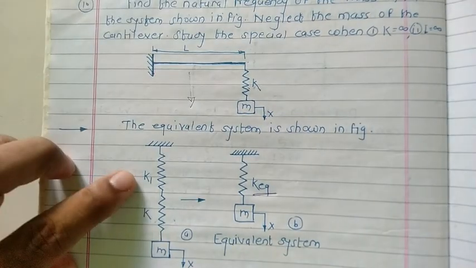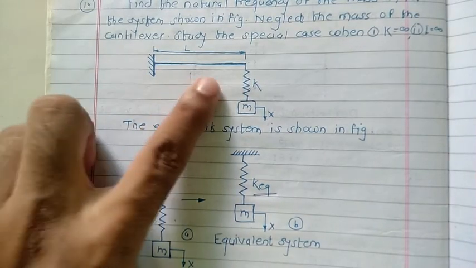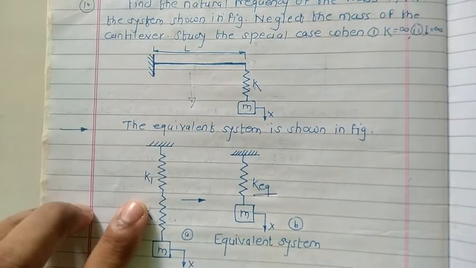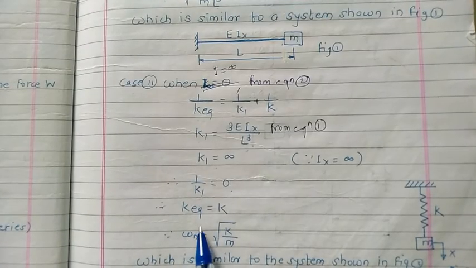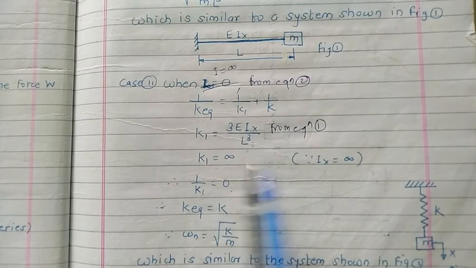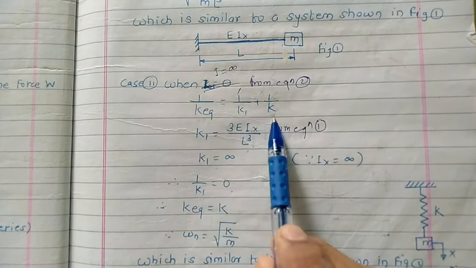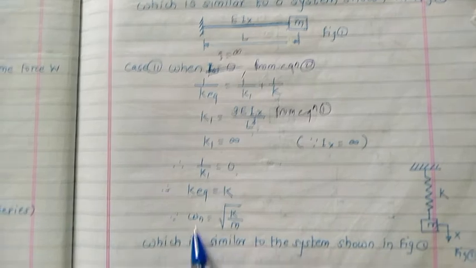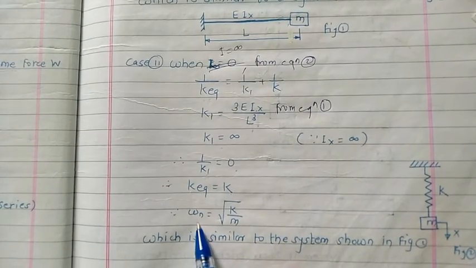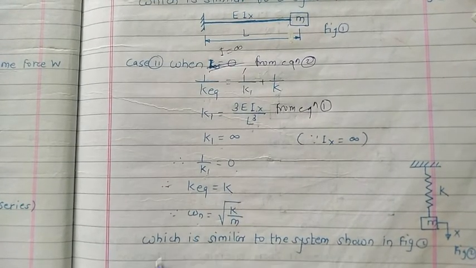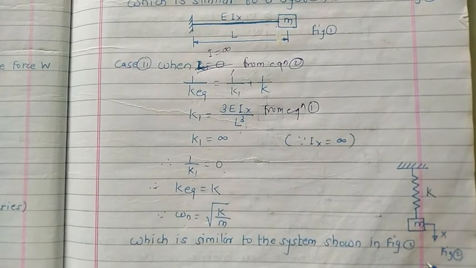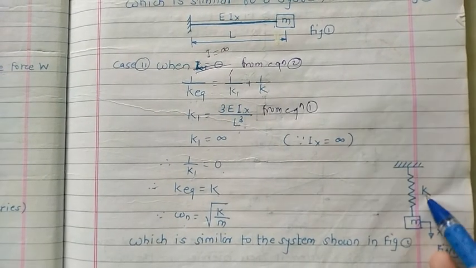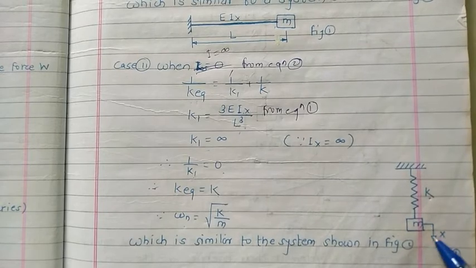The stiffness produced by this cantilever beam does not exist, which means the value of 1 upon k1 here becomes 0, okay. So k equivalent is straightforward k equals k, and we can get the natural frequency as omega n equals square root of k by m, which is similar to the system shown in figure number 2, the spring mass system. The spring possesses stiffness k and has mass m.